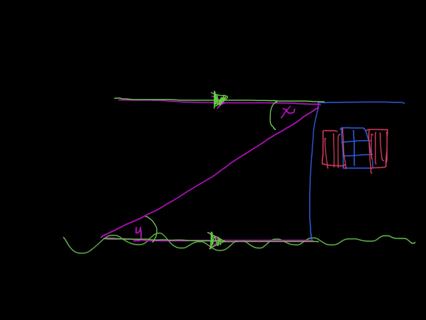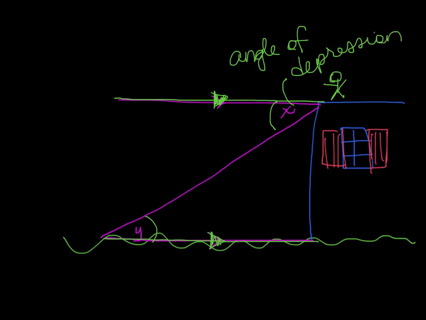Anyhow, if I were a person standing on the top, and I was talking about an angle of depression, this angle would be called an angle of depression. It's an angle from eyesight level looking down. Think of people that are depressed. They look down.